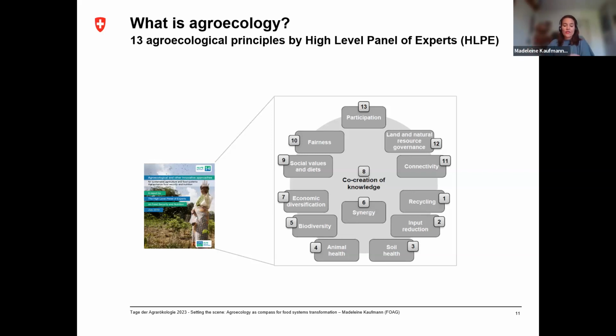On the one hand, the 13 agroecological principles, which were published in the high-level panel of experts report that you can see here on this slide on agroecological and other innovative approaches. The HLPE, the scientific body of the Committee on World Food Security, proposed a more balanced approach, which should have a better chance, let's say, for the elaboration of the policy recommendations that the CFS developed in 2020, with some limited success, I would say.